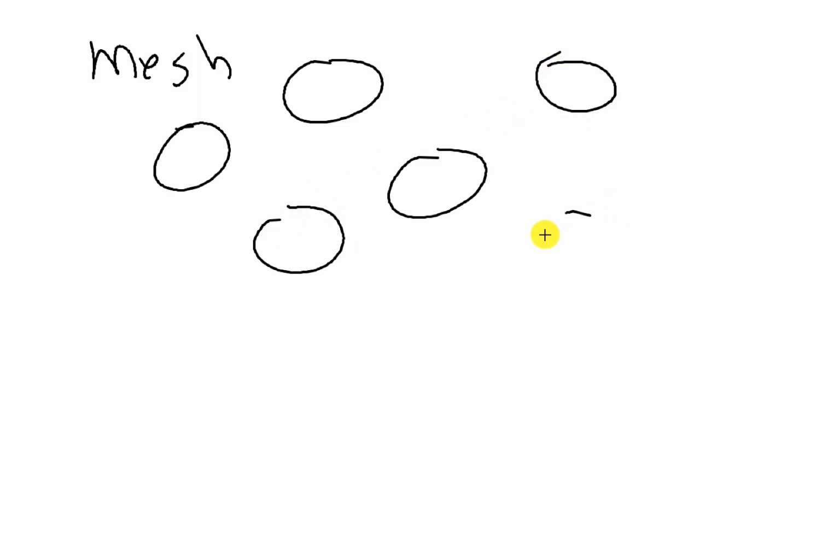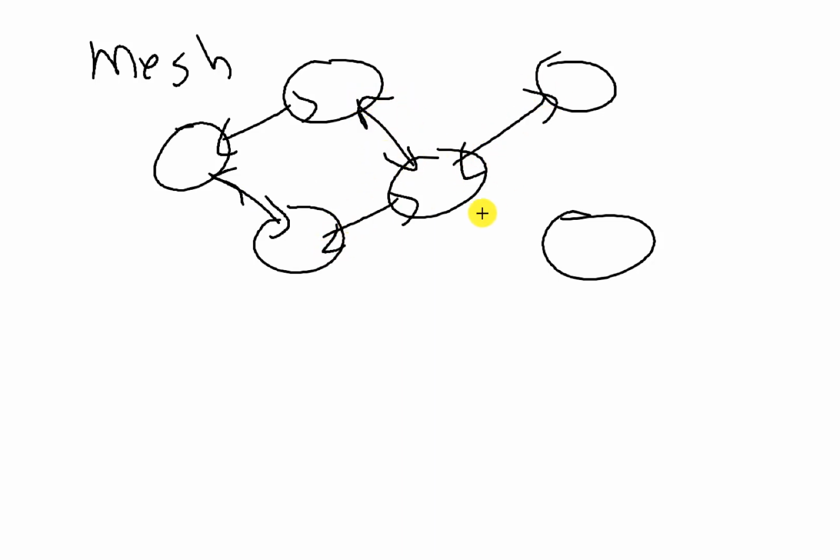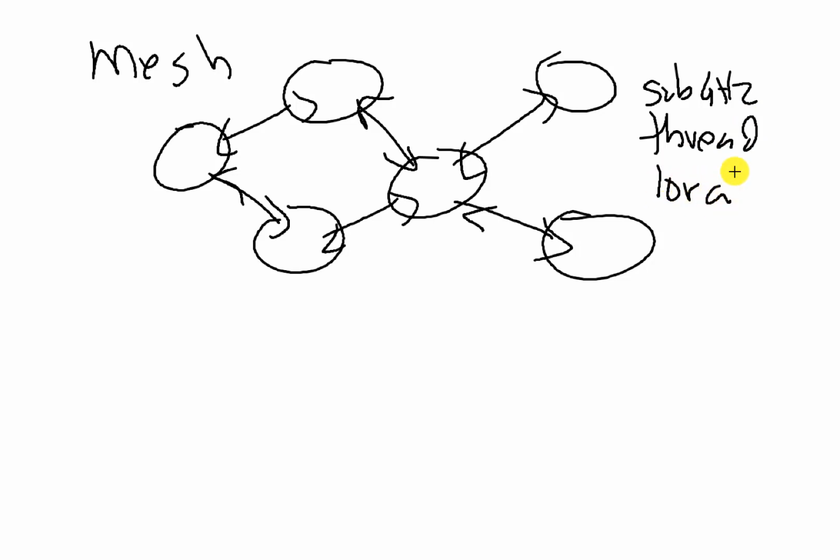Whereas in the next protocol, where we have a mesh network, there's no particular master-slave, but we have multiple nodes, and a node can communicate with any node that's within range. If a node is within range, it will communicate. You could do this with sub-gigahertz. You could do this again with Thread. You could do this with LoRa, long range. You're not going to do it with Wi-Fi.